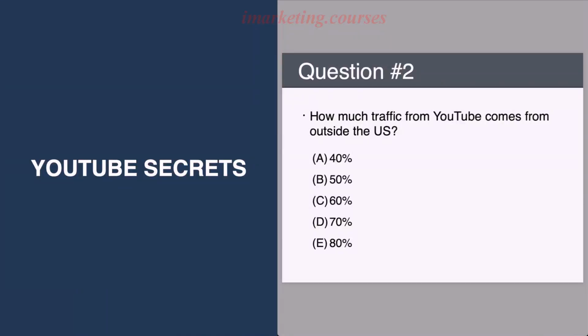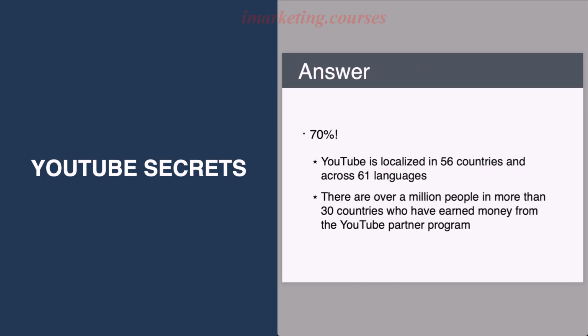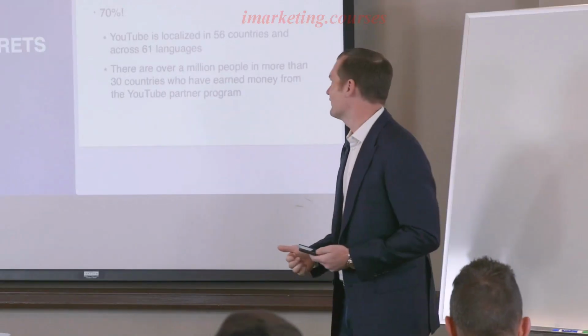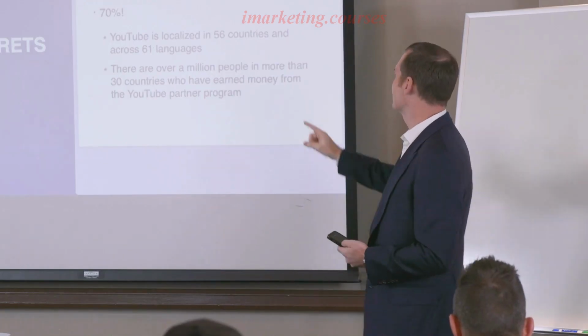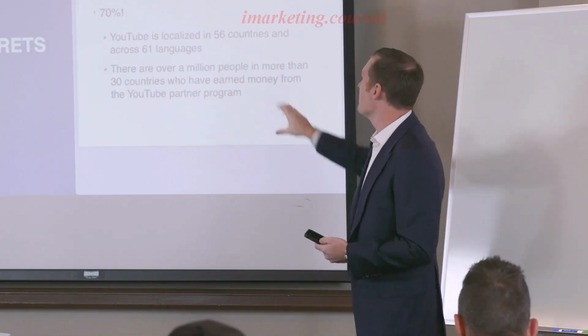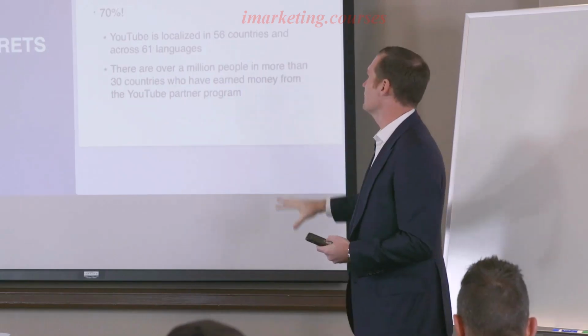Question number 2, how much traffic from YouTube comes from outside the US? Is it A, 40, B, 50%, C, 60%, D, 70%, E, 80%? Boom, 70%. See, I want them to get some stuff wrong, because they're like, okay, I need to learn this stuff. So don't make the questions all easy. Let them get some of them wrong. It's not always the biggest number. But my point is that it's growing, and it's getting bigger, and it's reaching all over the world.